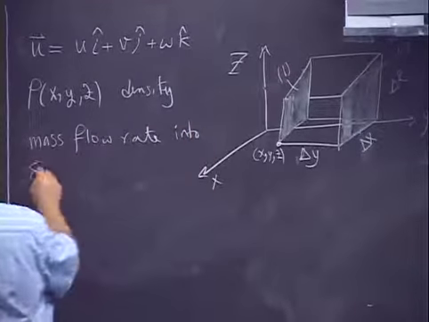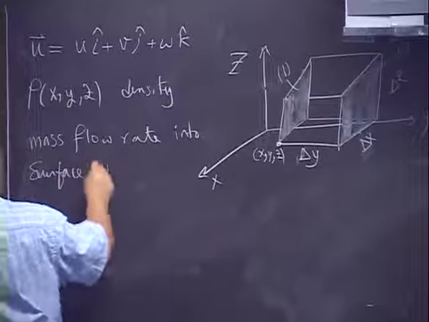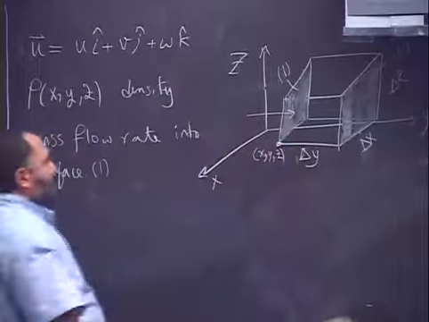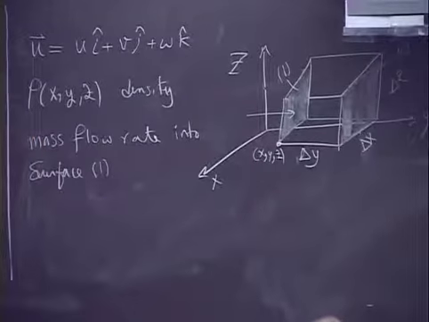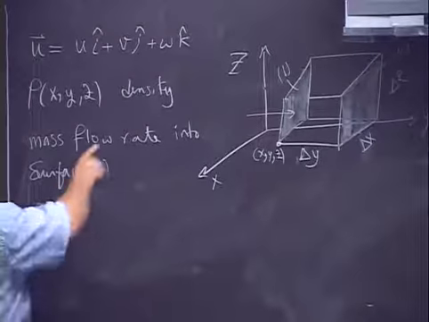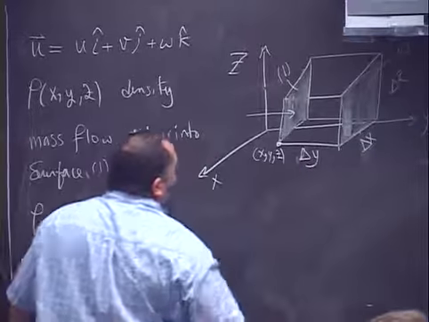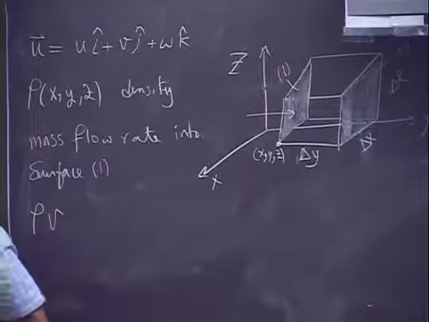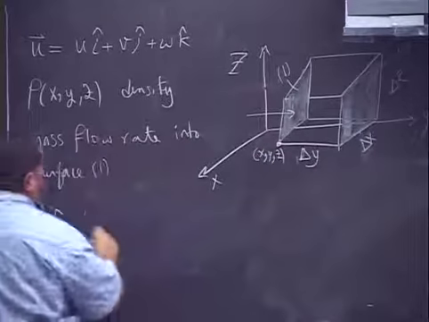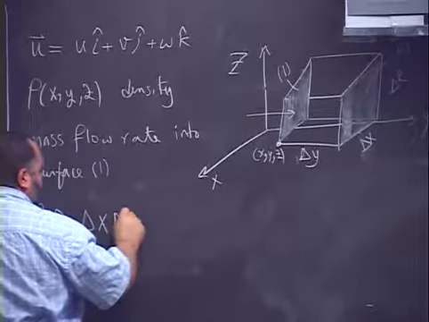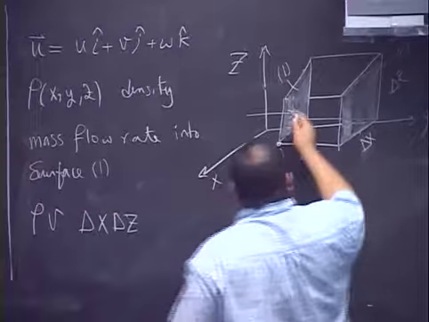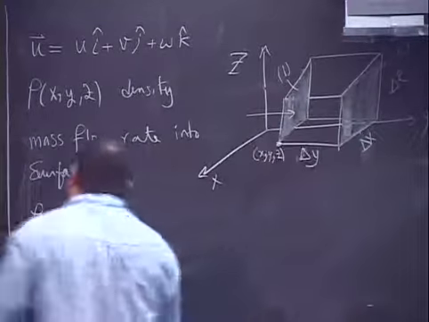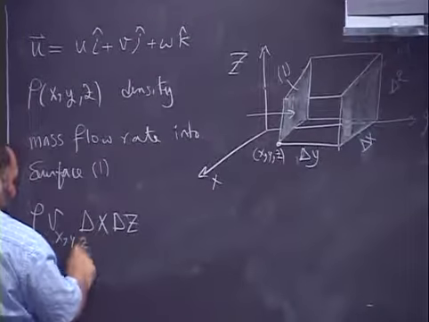So the mass flow rate into surface 1 will be what? The mass flow rate that gets into the surface 1. We knew that the mass flow rate is what? Density multiplied by velocity multiplied by the surface area. So density is rho. And what's the velocity in the y direction? It is v. And then multiplied by the area, which is dx dz. But I am talking about the mass flow rate at this surface. So this surface is located at x, y, and z.